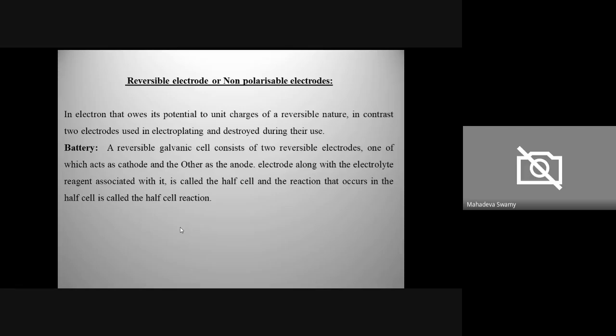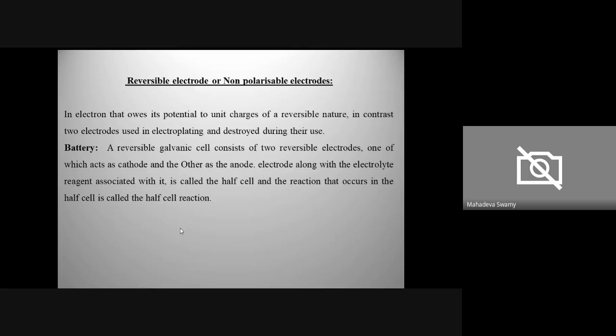After this, they are going to destroy. Battery we are taking, best example: a reversible galvanic cell consists of two reversible electrodes, one which acts as a cathode and another acts as anode. Electrode along with the electrolyte reagent associated with it is called a cell, and the reaction that occurs in the cell is called the cell reaction. So this is the introduction.